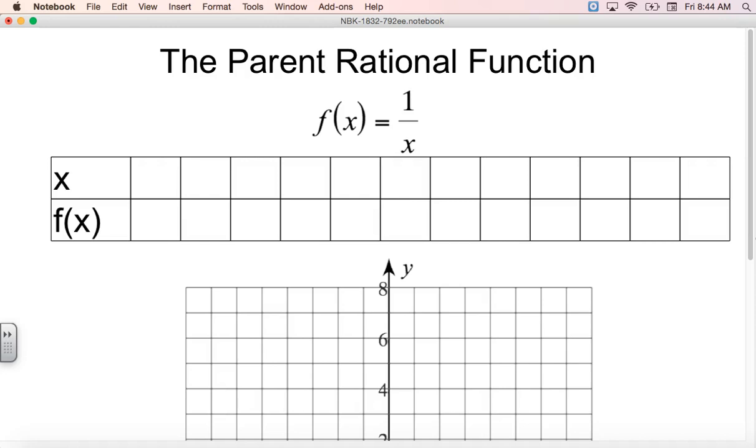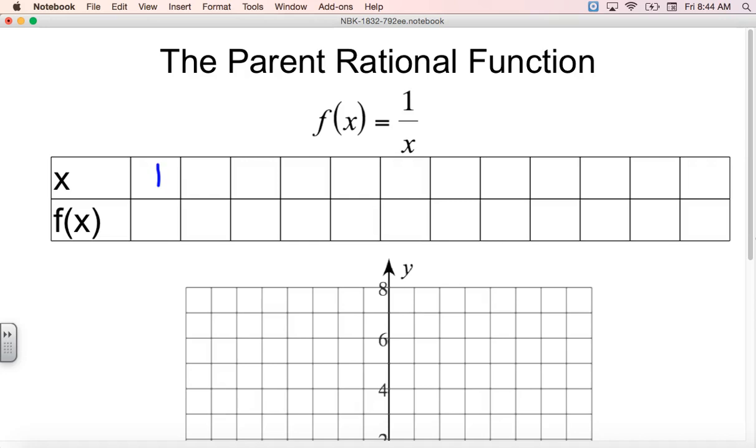So right here is the parent rational function, f of x equals 1 over x. And the big key with a rational function is it's a fraction that has variables in the denominator. So when you see that variable in the denominator, you're talking about a rational function. The issue again is that we can't divide by 0, so it makes us have some interesting shapes to these functions. So let's plug in some numbers for x right here and just see what kind of function this looks like. So let's plug in 1.